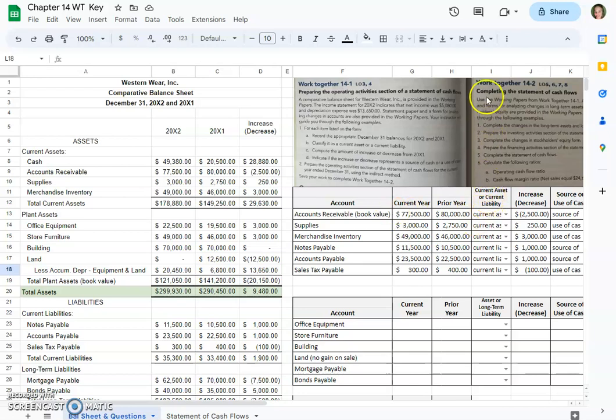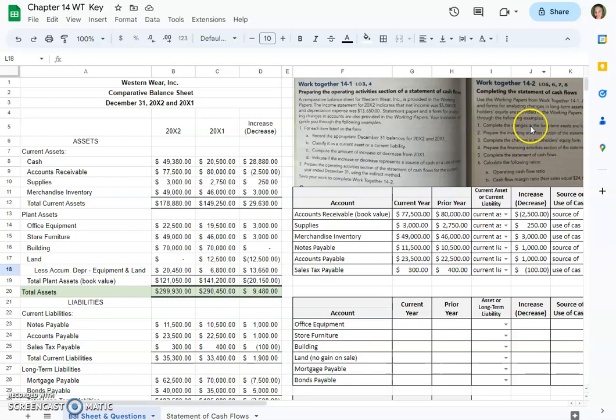In this video, I'll go through Work Together problem 14-2 on the topic of completing the statement of cash flows. And this is from page 417 of your Century 21 Accounting Advanced book, edition 11 by Gilbertson Lehman. So credit to them for this book and this problem in specific.